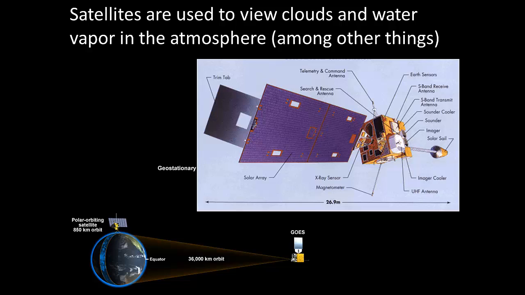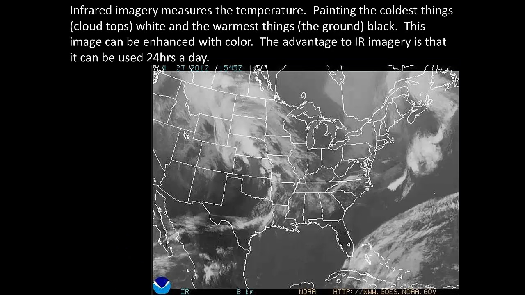The next tool meteorologists use is a satellite. Satellites can see cloud tops in two different ways. There's visible and there's infrared. Now, infrared is probably the preferred because what infrared does, it actually measures the temperature of what's below it. So right now we're looking at that, but what it's doing is it's painting the coldest things it sees white, and the warmest things it sees darker down to black.